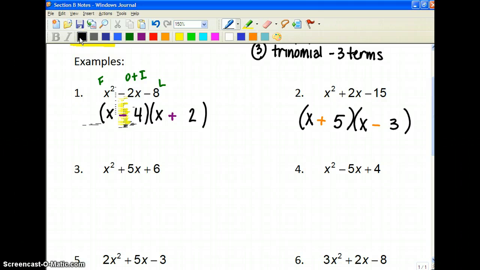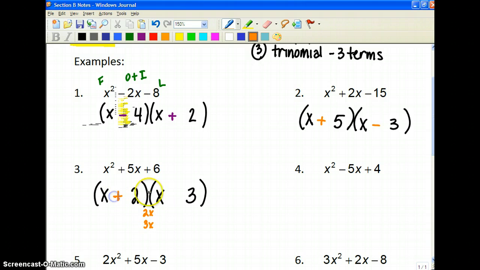All right, do it again. X squared plus 5x plus 6. Doesn't have anything in common, and it's got three terms, so we know we're going to unfoil it. What makes x squared? X times x. What makes 6? 2 and 3. Okay, do the middle. You get 2x and 3x, and if I add those, I can get 5.